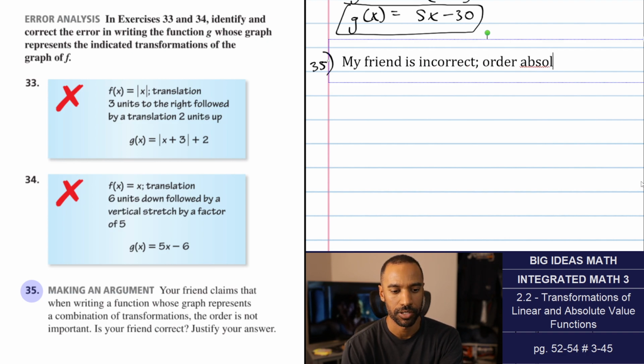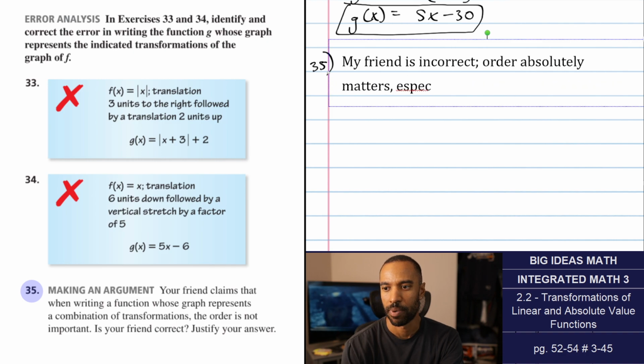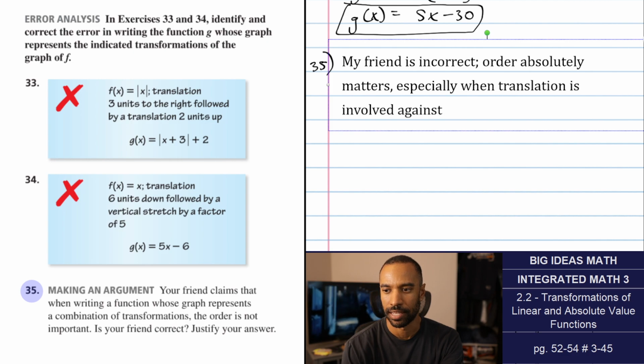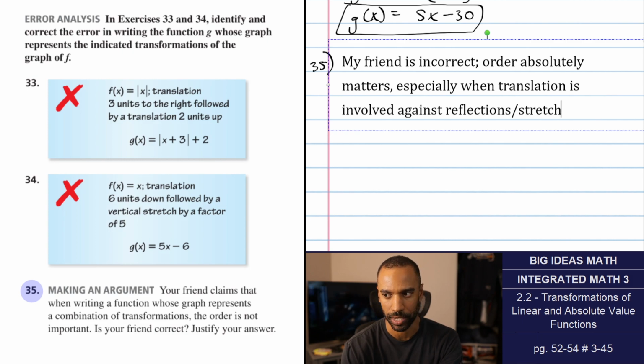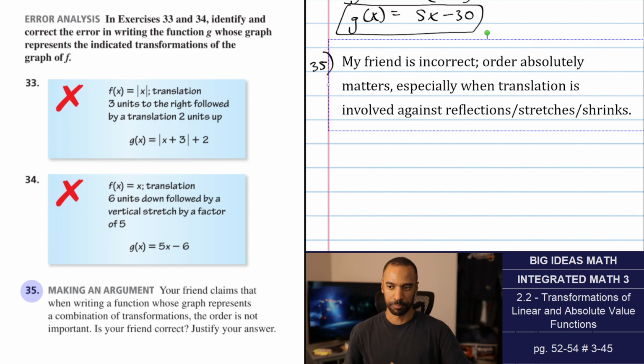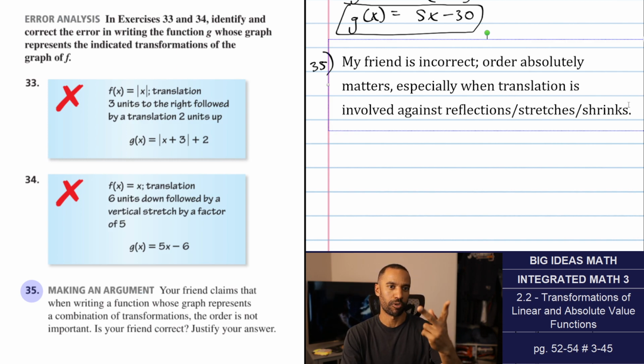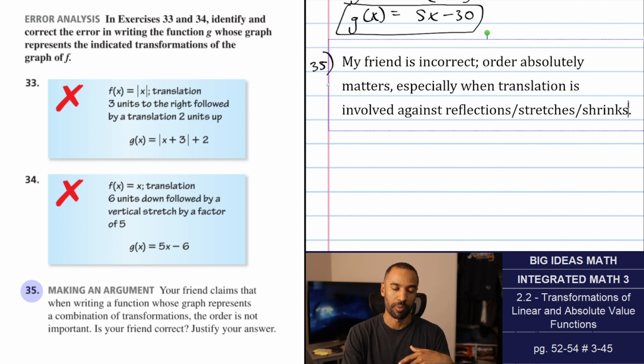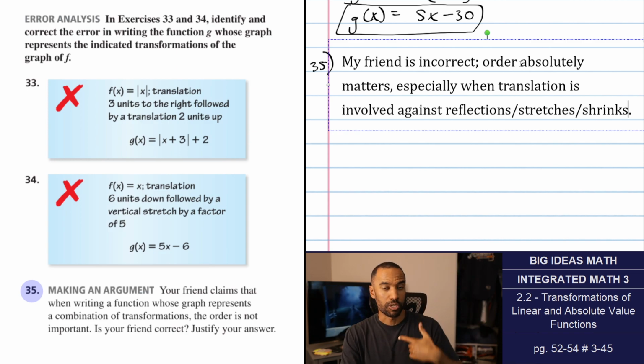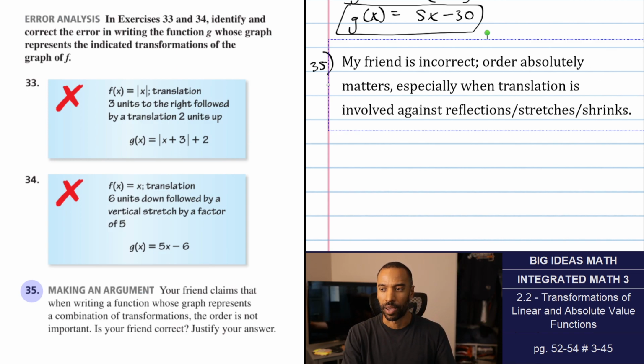Order absolutely matters, especially when translation is involved, against reflections, stretches and shrinks. All of them. Because that's an order of operations thing, right? Reflections, stretches, and shrinks either means making something negative or multiplying by something or dividing by something, which is really a way of saying multiplying by something, right? Division is multiplying by something. Making something negative is multiplying by a negative. Translations are all addition and subtraction.